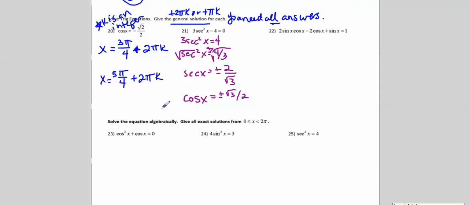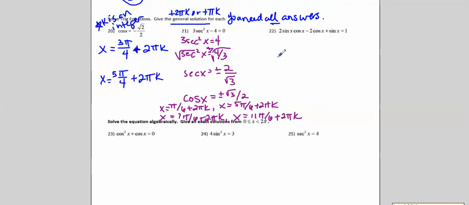So let me start over here. So I have space. X is going to equal pi over 6 plus 2 pi k. X is going to equal 5 pi over 6 plus 2 pi k. X equals 7 pi over 6 plus 2 pi k, and the last one is at 11 pi over 6 plus 2 pi k.